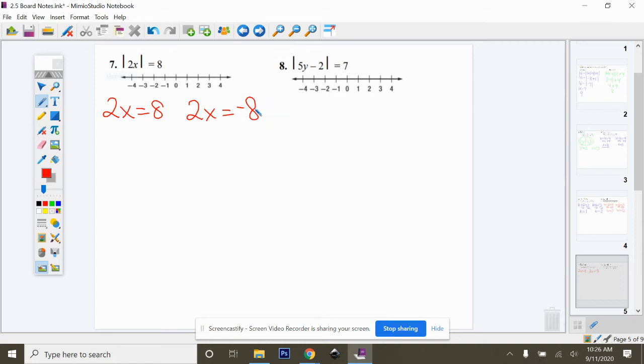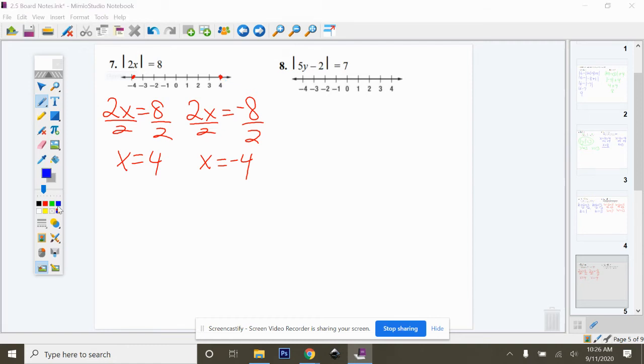To solve this, it's 2 times x, so we would divide both sides by 2. Get x equals 4. Divide both sides by 2. Get x equals negative 4. Dots on the graph. Call it done.